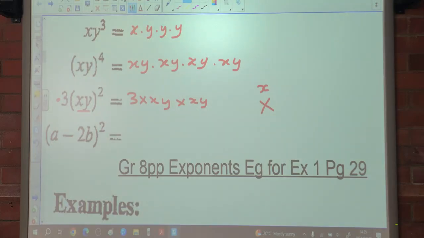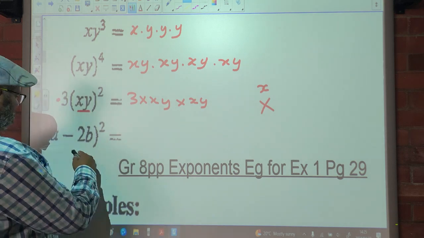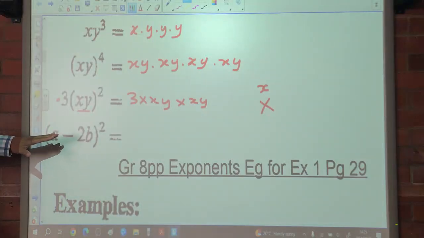Do we have to do that, because sometimes I just like a big X as the multiplication sign? You can do anything you want to do, as long as you're not going to get confused. Did you guys finish with this one? Okay, I'll give you half a minute. So we've got minus 2b, all squared.